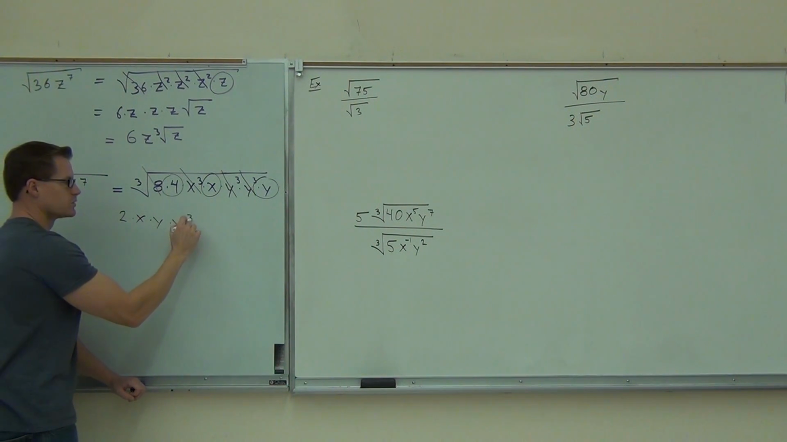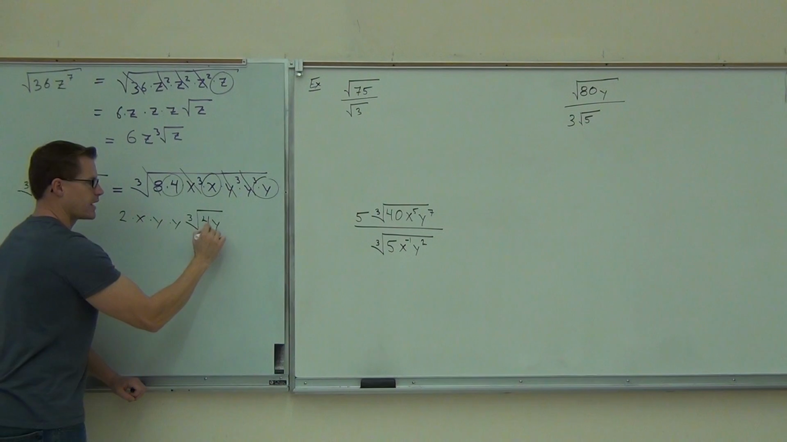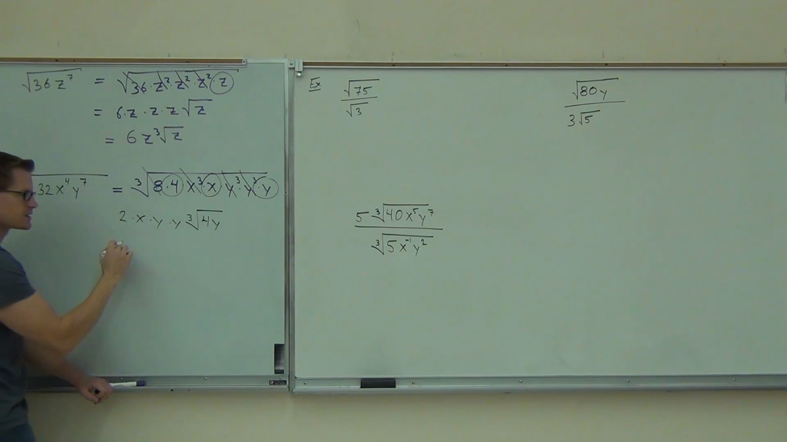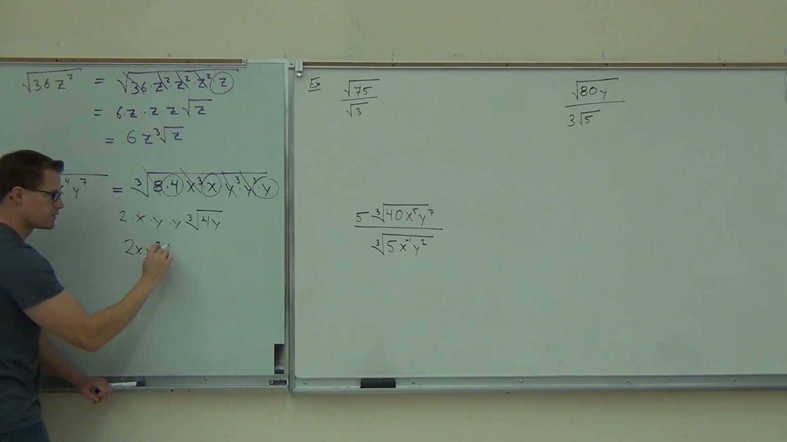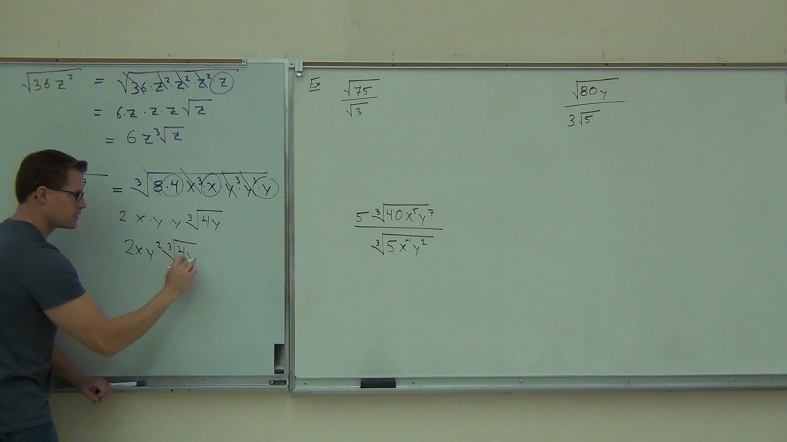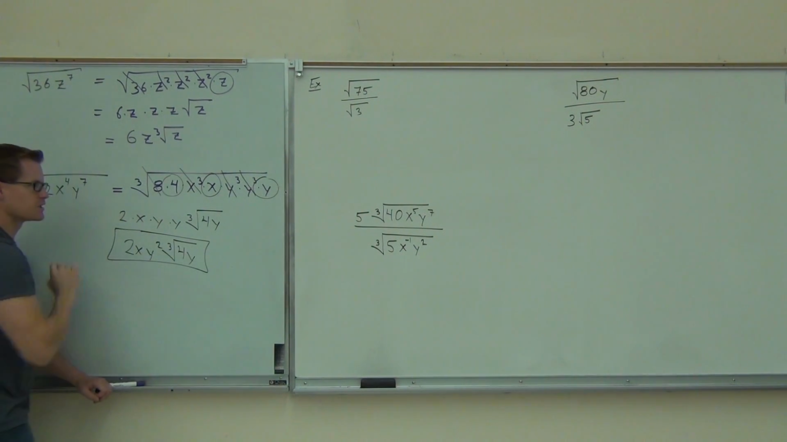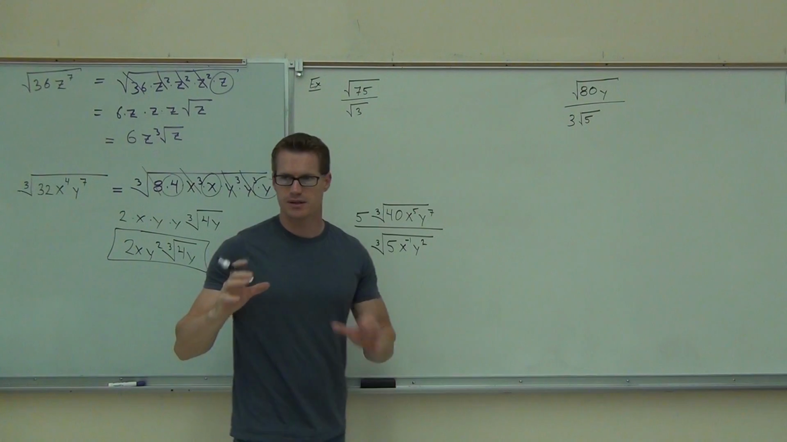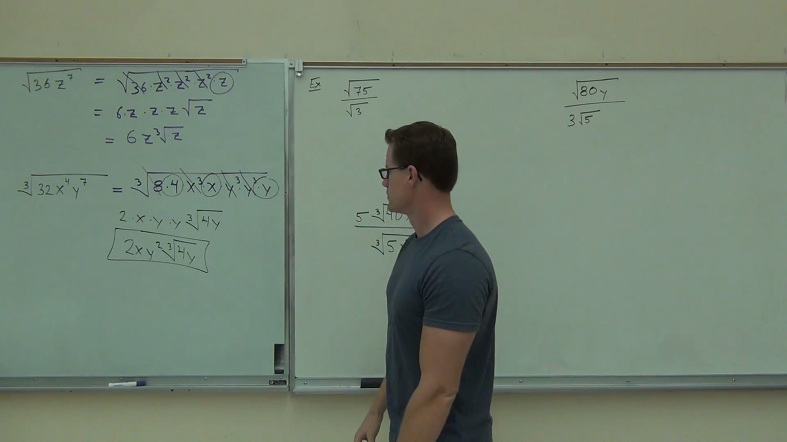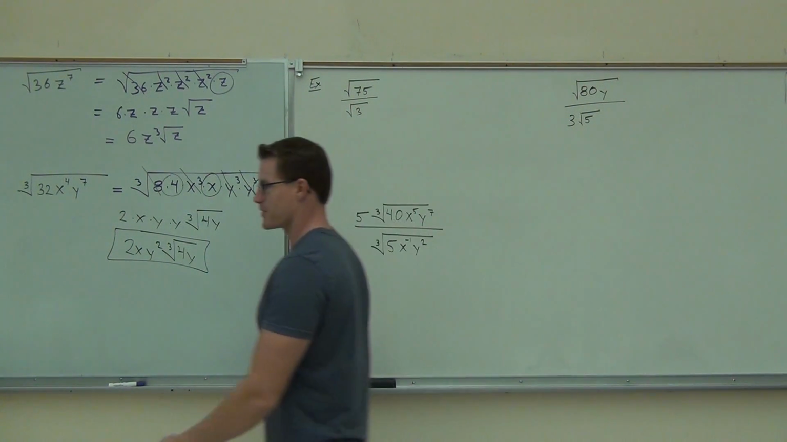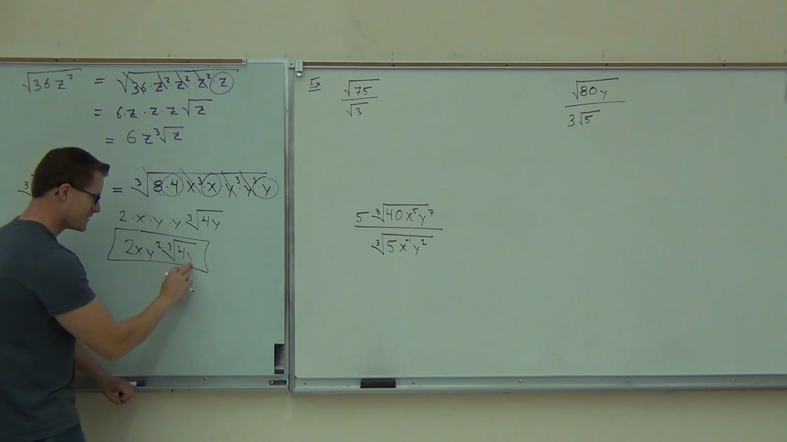So whatever I circle stays inside of my radical. I'm going to simplify this stuff. 2xy squared, cube root of 4y. That is as far as we can make it. Don't forget about your cube root of the inside stuff. What did I do? Oh, I forgot about the inside stuff. Ironic.